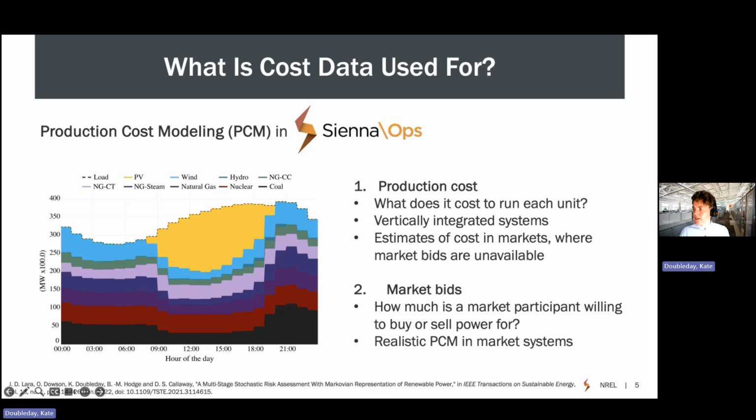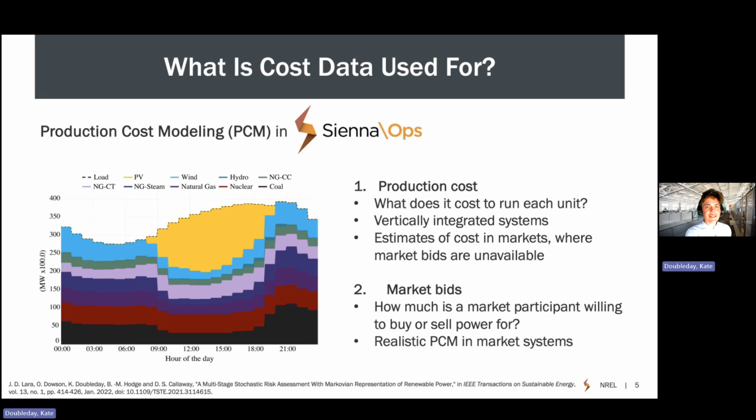So this is focused on how much is a market participant willing to buy or sell power for. It includes their own calculation of their production cost, but also what profit margin they're aiming for. So this enables more realistic production cost modeling in market systems if you have that historical market data available, or if you're a system operator and you have the bids themselves.